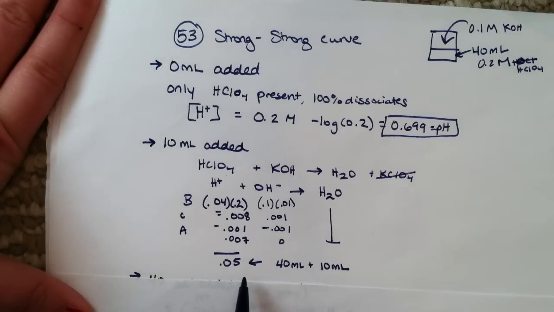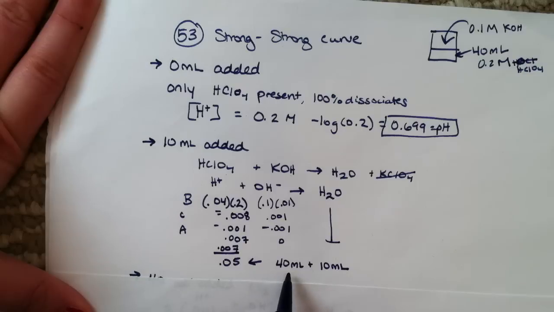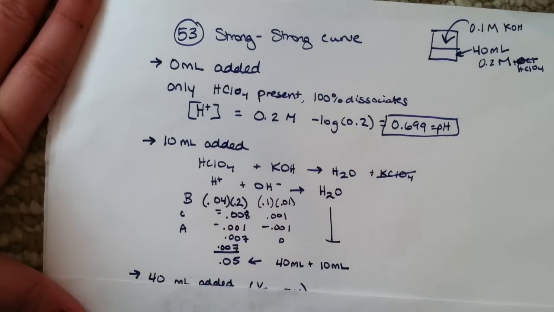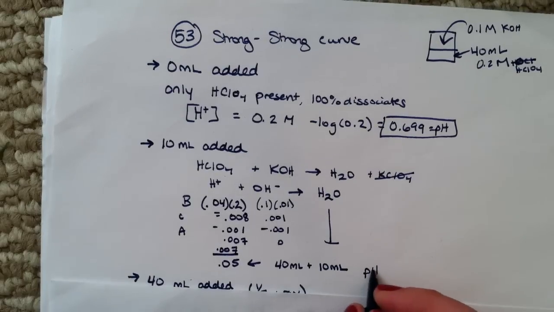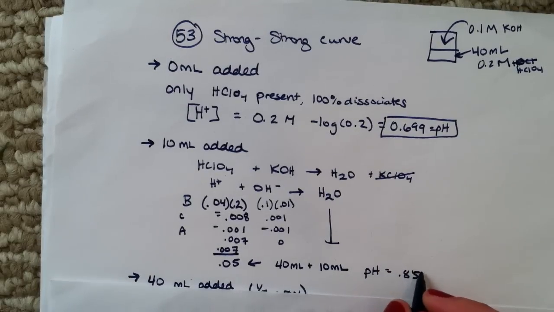We need to divide by the total liters. So 0.007 by total liters is 50 because we have 40 milliliters in the beaker and we add to it 10. When you do that, you'll get the molarity, which for 10 milliliters added should be 0.14, and the pH should be equal to 0.854.